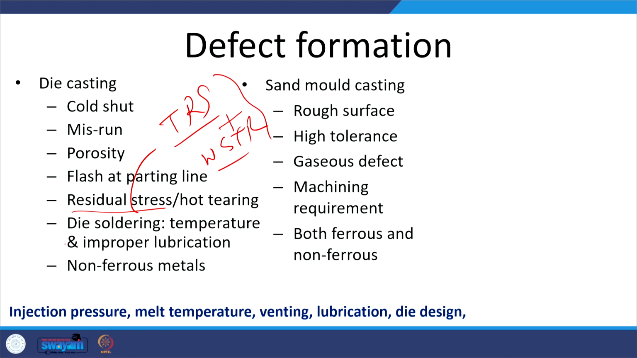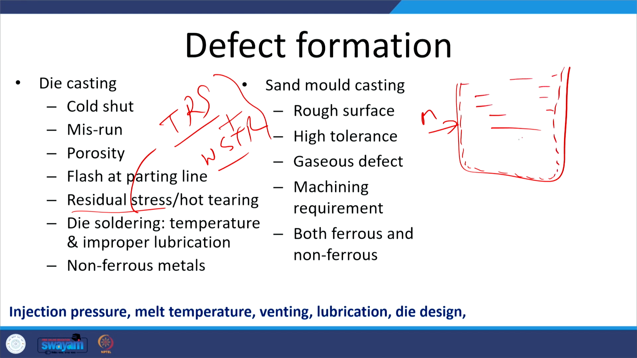Okay. On the other hand, die soldering: say there is a metallic surface, and over the metal surface we put the lubricant, and then we fill the molten metal. So, it is expected that direct interfacing of the molten metal with the die surface will not be there, but if the lubrication is not proper or is insufficient, then molten metal can interact with the die metallic surface, and that in turn can cause soldering of the molten metal with the surface of the die. Okay. This can make the ejection or removal of the casting from the die surface difficult.